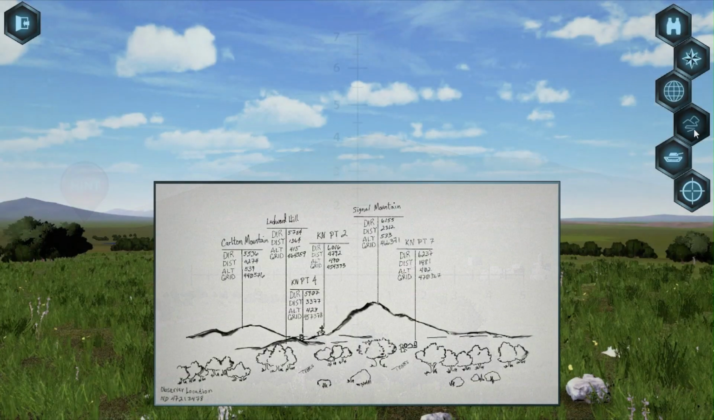The observer determines an approximate target distance using the recorded distances on the terrain sketch. The target distance was less than that of known point 4 and that of reference point Signal Mountain. However, the target distance was greater than the distance to known point 7. Based on this data, the observer determines that the target distance is between 1481 meters and 2312 meters away.